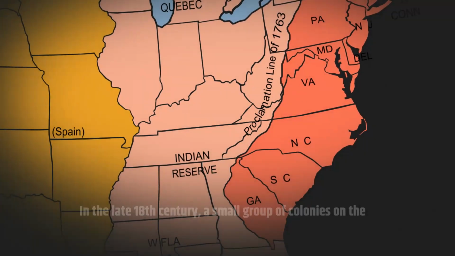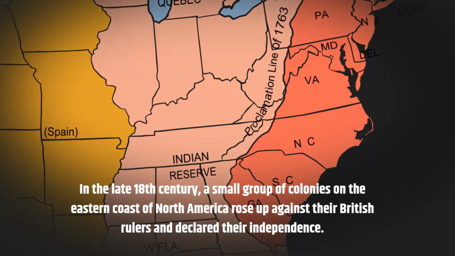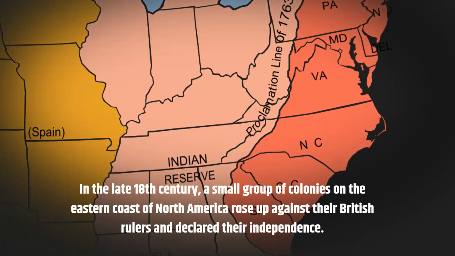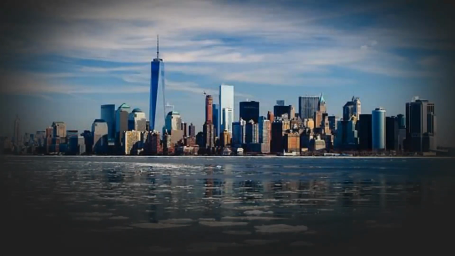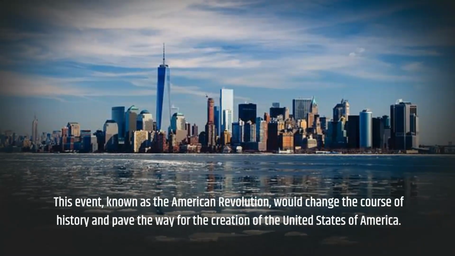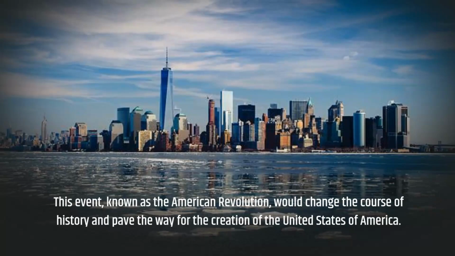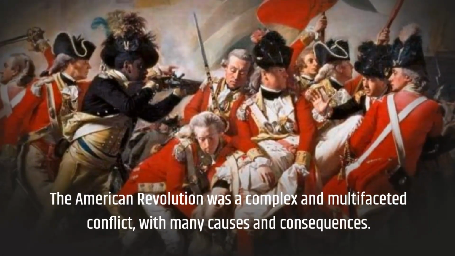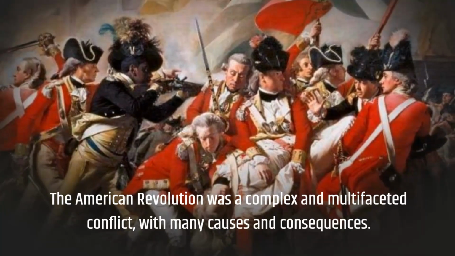In the late 18th century, a small group of colonies on the eastern coast of North America rose up against their British rulers and declared their independence. This event, known as the American Revolution, would change the course of history and pave the way for the creation of the United States of America. The American Revolution was a complex and multifaceted conflict, with many causes and consequences.